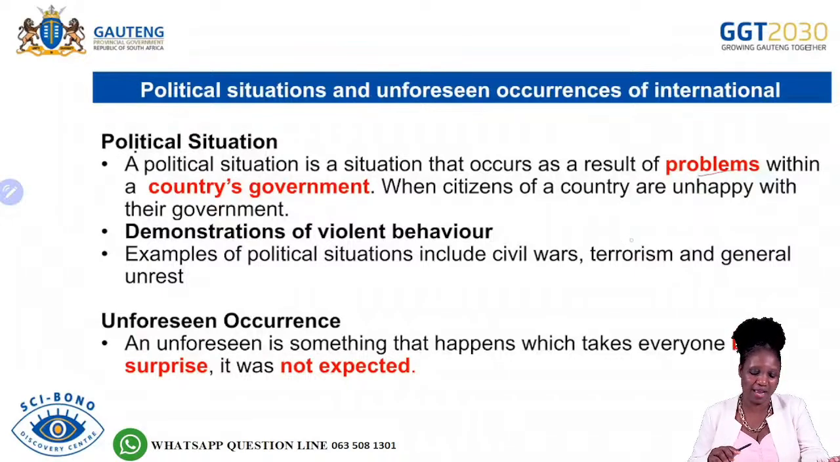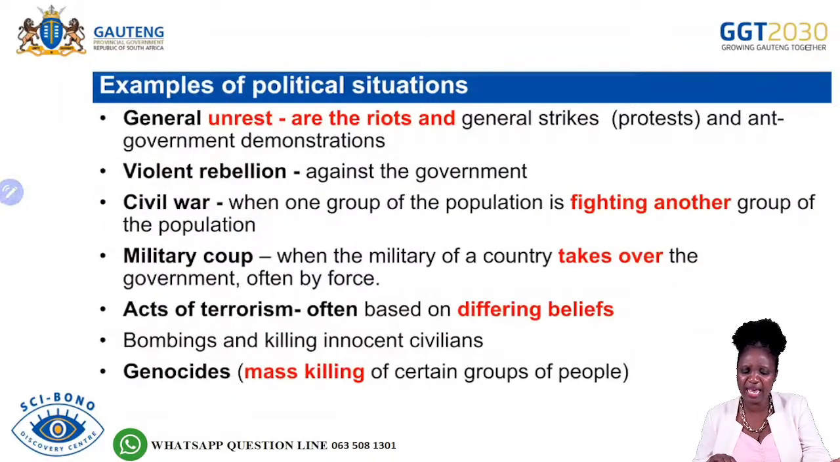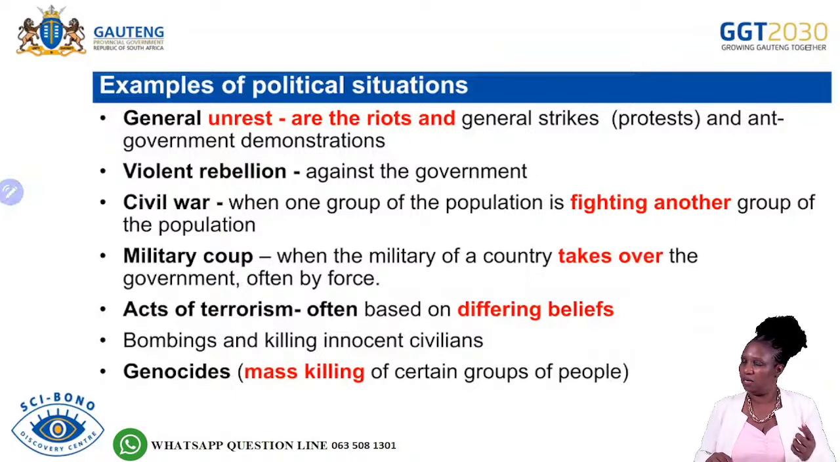They are a surprise. These are unforeseen occurrences, like the volcanoes, the mudslides, the landslides, the earthquakes. Okay, these are unforeseen. And examples of political situations: we've got general unrest. These are the riots, general strikes, protests, and then violent rebellion against the government, civil war, people of the same group or the same country fighting each other, military coup, when the military of a country takes over the government by force.